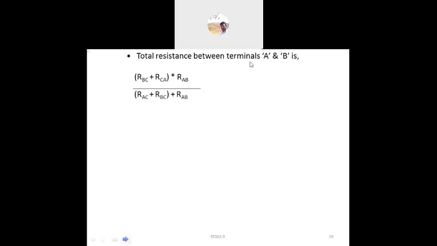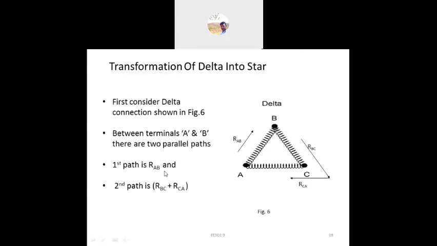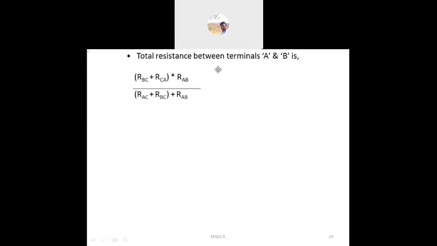Okay, so total resistance between A and B. First path, considering between A and B, we have two parallel paths, that is RAB. Next we have RBC and RCA, so we have two parallel paths. So from that, here is the total resistance between the terminals A and B. We can write it in this form.